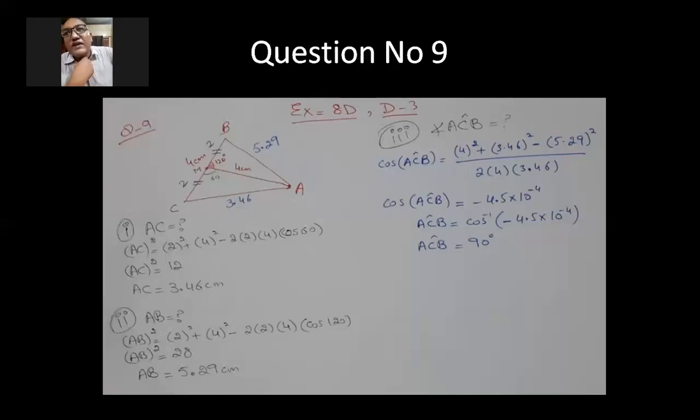divided by 2 divided by 4 divided by 3.46 equals. You will get this answer. Then I will bring the cos here and we'll take the shift. So in your calculator, you will write shift cos, whatever the answer that was, equals, and you will get 90 degree. So the angle, he says ABC is 90 degree.